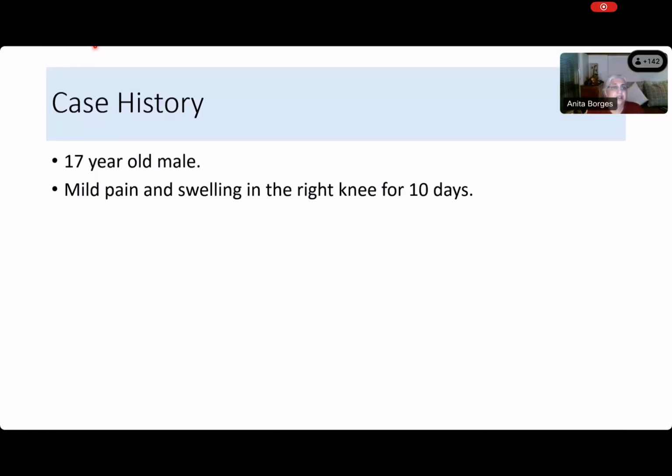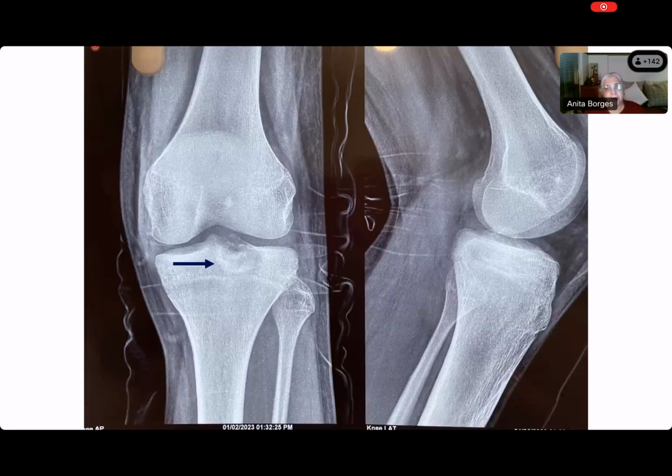So now we come to the last case. And Zara, do you want to take this? Yes, ma'am. All right, come on, Zara. 17-year-old male presenting with mild pain and swelling in the right knee for 10 days. Excellent. All right. Now.